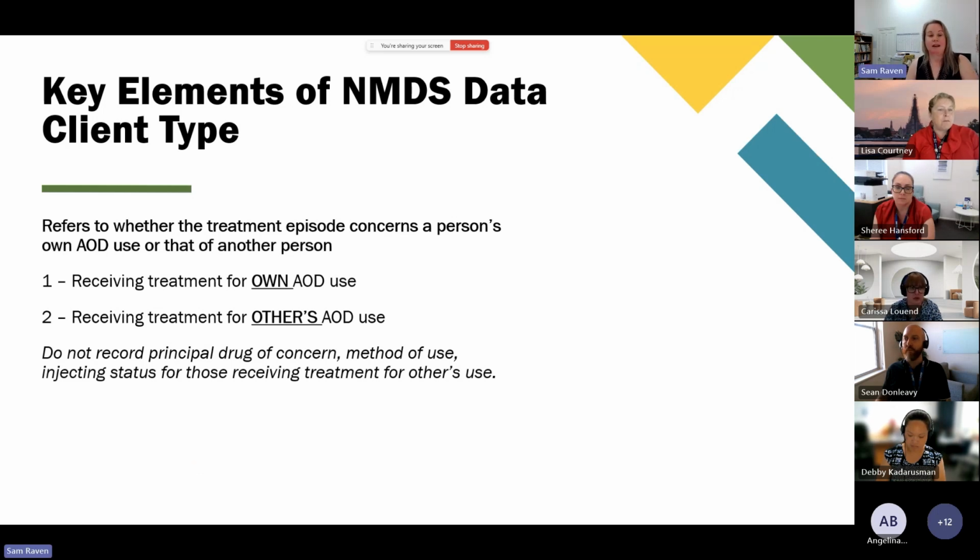So the next key element is around client type. We have two types of clients for the purposes of the NMDS: people receiving treatment for their own drug and alcohol use, or people who are receiving treatment for someone else's drug and alcohol use. So again, parents, friends, loved ones, partners, whatever it might be. If you are recording data for a client who is receiving treatment for another person's drug and alcohol use, you don't record a principal drug of concern, a method of use, or injecting status for that person. That's when you leave those categories blank.